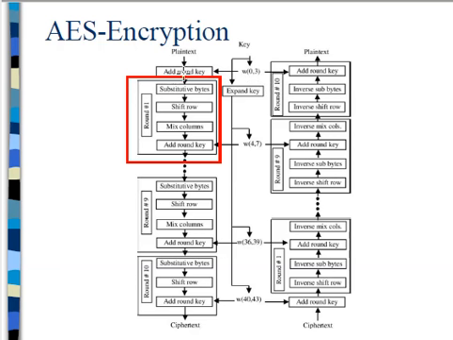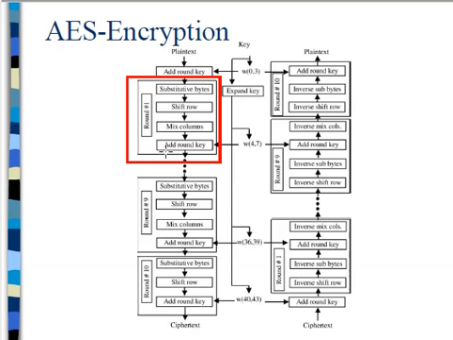After that, as you can see, the first round, number 1, will be started, consisting of 4 transformation phases. The first is substitution, then we will have shift row, and then the next step is mix column, and finally add round key is the final phase of this round.